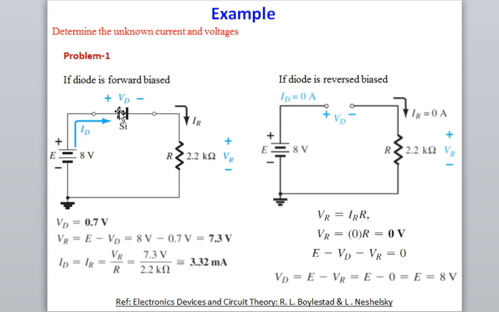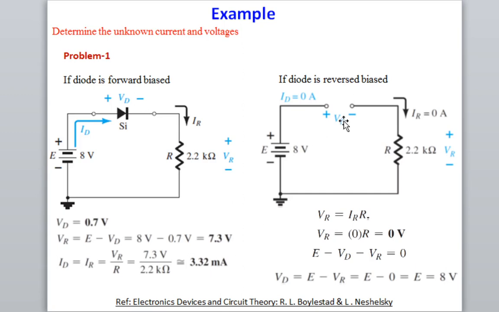So this is 8 volt and this is 0.7 volt. If you apply Kirchhoff voltage law, VR will be equal to this voltage minus this voltage, that is E minus VD, that is 8 minus 0.7, that is 7.3 volt. If this is 7.3 volt and the resistance is 2.2 kilo ohm, we can calculate the current ID equal to V upon R, that is 3.32 milliampere. So this is a very simple example I have taken.